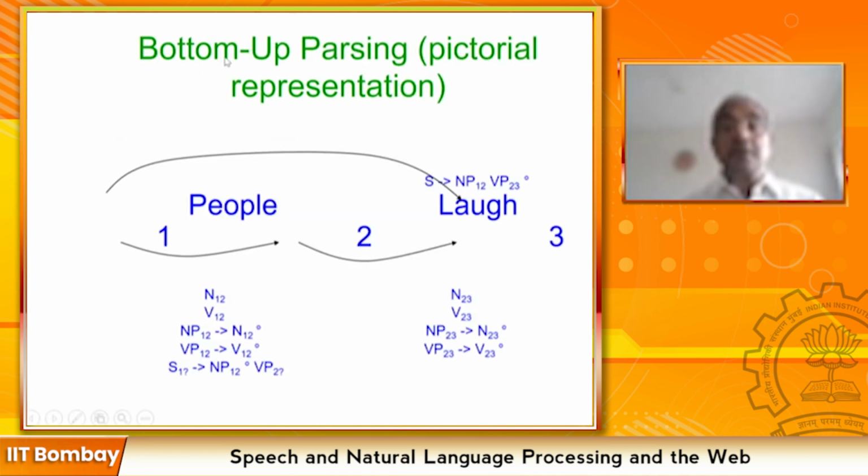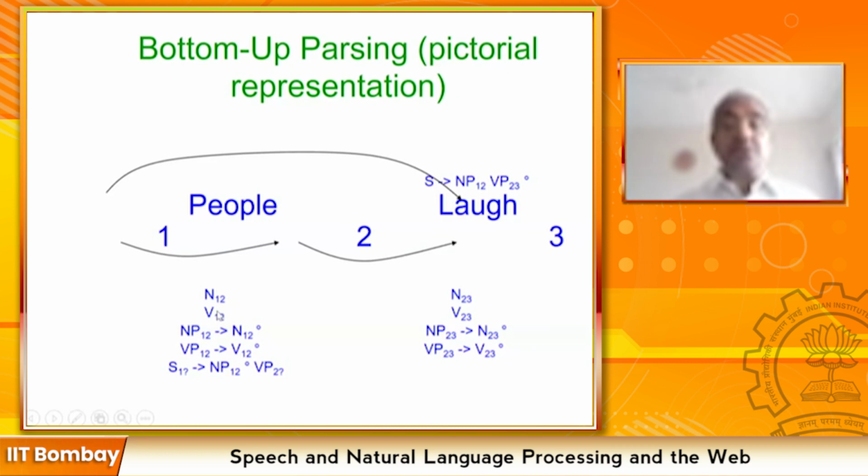So let's illustrate what goes on in bottom-up parsing. People laugh. We have the word people and we have the word laugh. People is preceded by 1, the beginning of the sentence. Between people and laugh is position number 2, and after laugh is 3. So in bottom-up parsing, I go from the word and reduce. Reduce means bring in non-terminals or categories. So N goes to people. So this is N1,2. But people can be a verb also. The dictionary tells me people can be a verb also. So I can have V1,2 here.